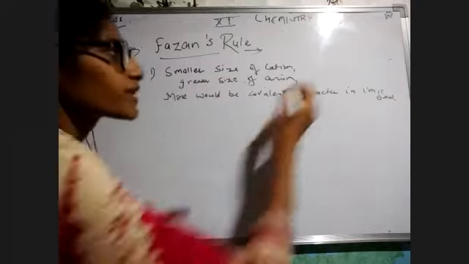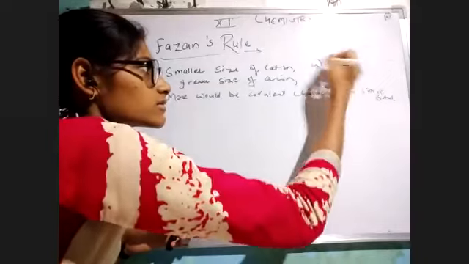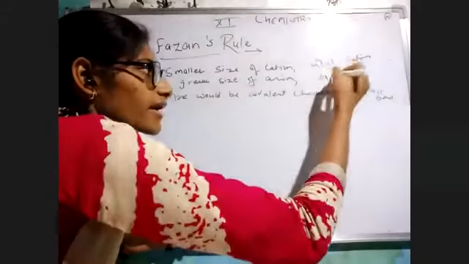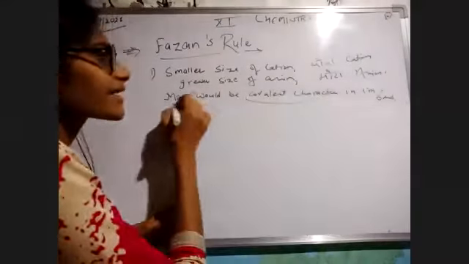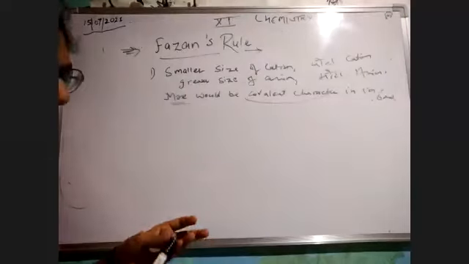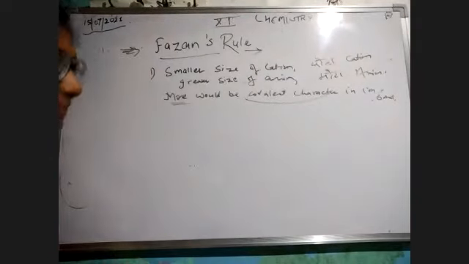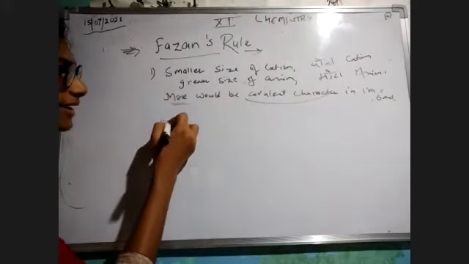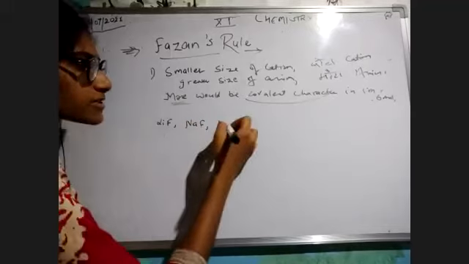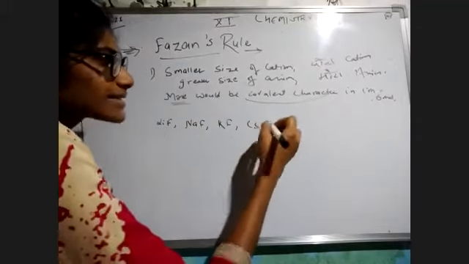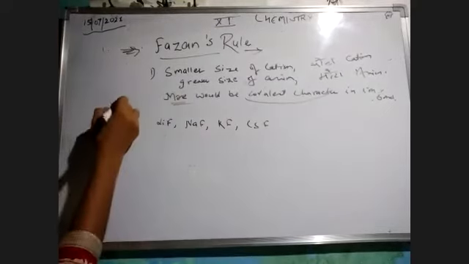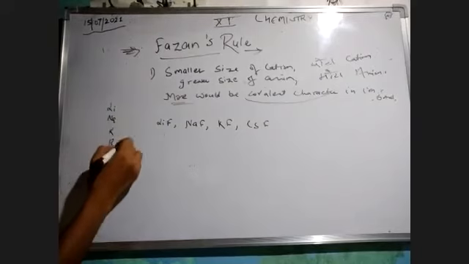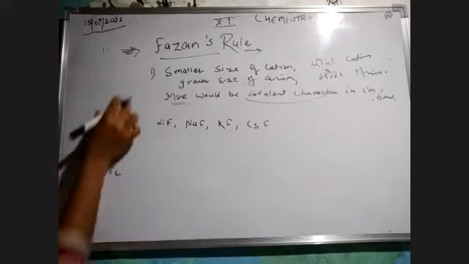That means small cation and large anion would lead to more covalent character in an ionic compound. Let's see this particular concept with the help of an example. For example, there are lithium fluoride, sodium fluoride, potassium fluoride, cesium fluoride. Okay, this is our group number 1.